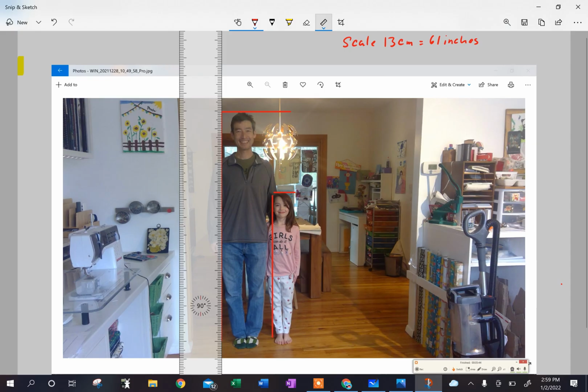My daughter was out of the house, and we needed to figure out how tall she was. And I said, well, I can come up with a pretty good approximation because I had this picture of my daughter and myself. So here's what I did. In my picture, I have a ruler here, and I know my height is 61 inches. I counted 1, 2, 3, 4, 5, 6, 7, 8, 9, 10, 11, 12, 13. So 13 centimeters equals 61 inches.